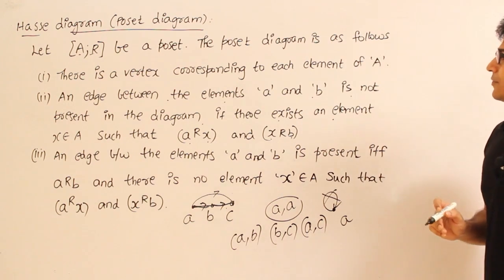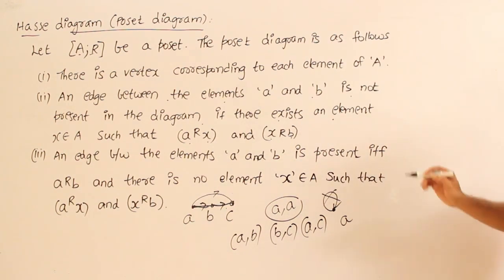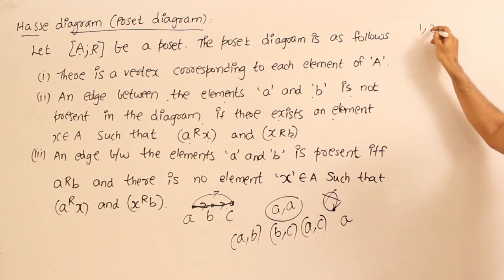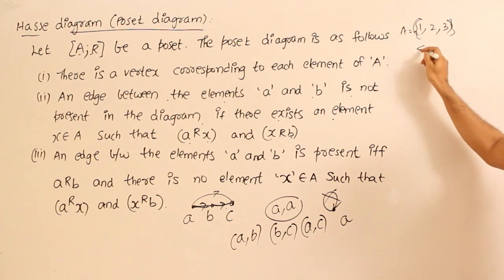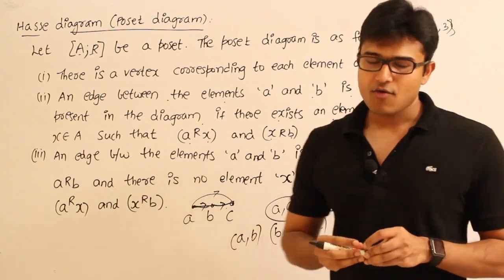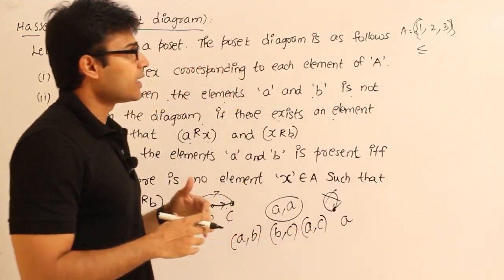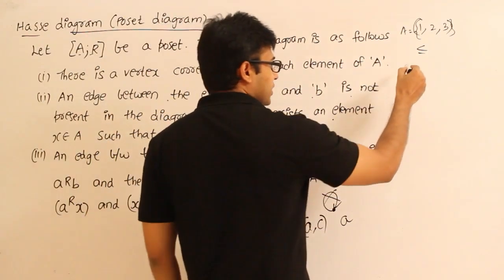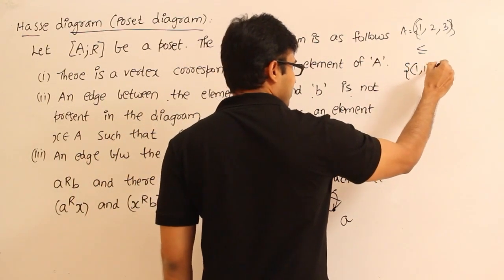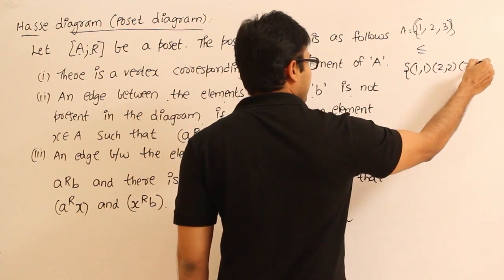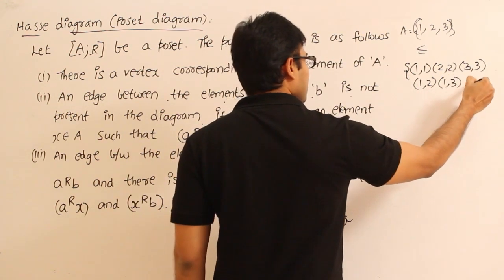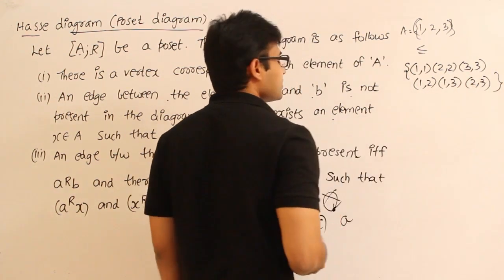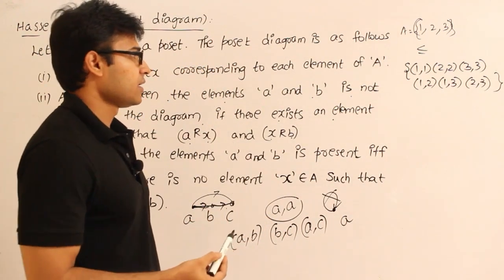Let's see a small example. Let us say we have the set A = {1, 2, 3}, and the relation is less than or equal to. Then what will be the elements present in this relation? The relation will definitely contain 1 ≤ 1, 2 ≤ 2, 3 ≤ 3, then 1 ≤ 2, 1 ≤ 3, and 2 ≤ 3. So these 6 elements are going to be present. Anything else? I think that's it.